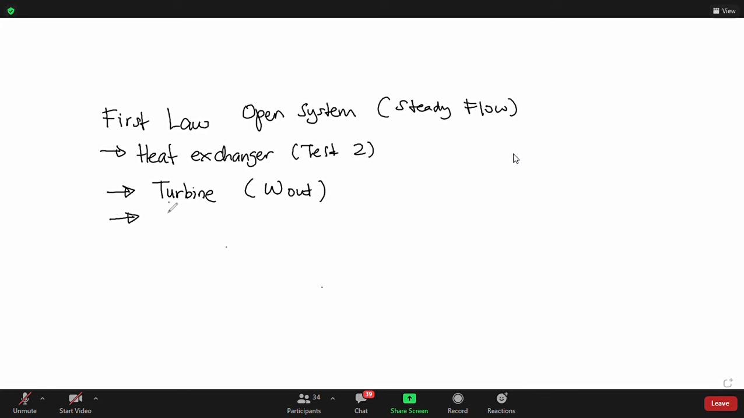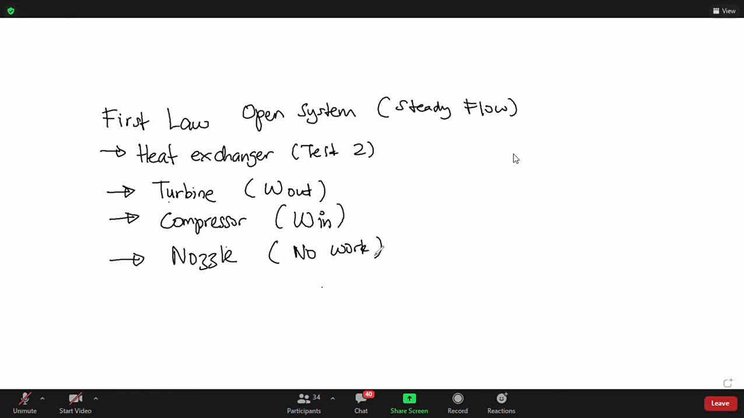So yes, you have compressor. So you have work in. Somebody was talking about a nozzle. Okay. So here nozzle, no work. Somebody said valve. Usually throttling valve, the one that you can open and close. Of course, here also no work.